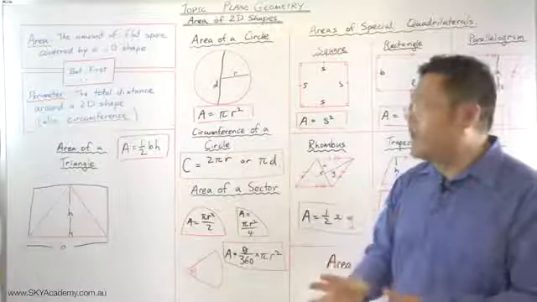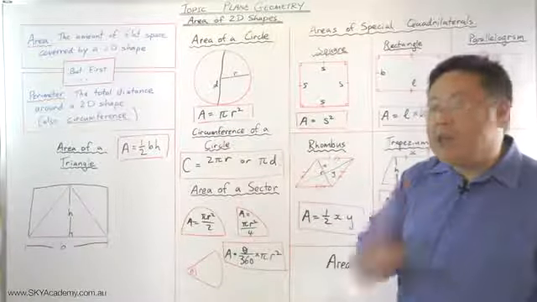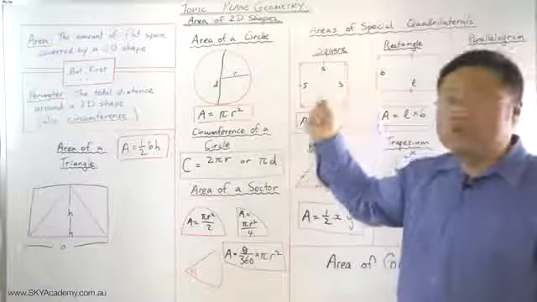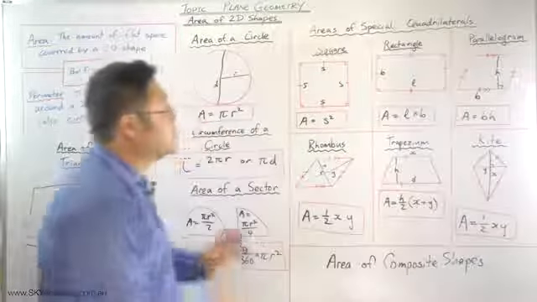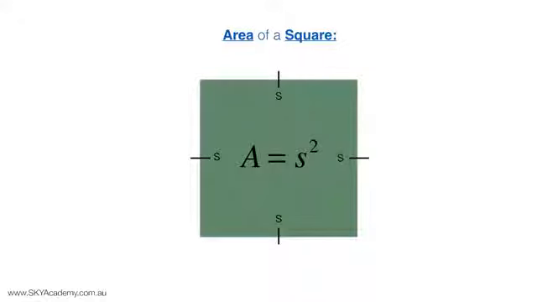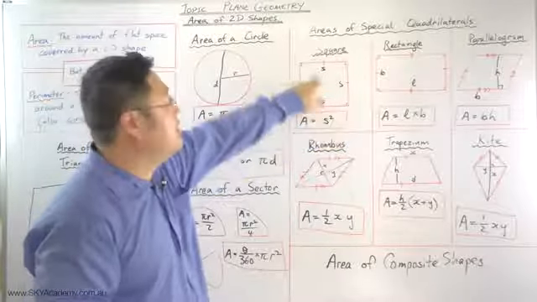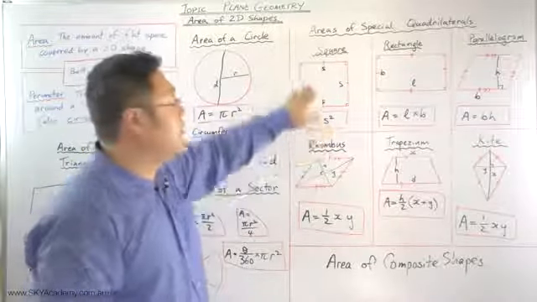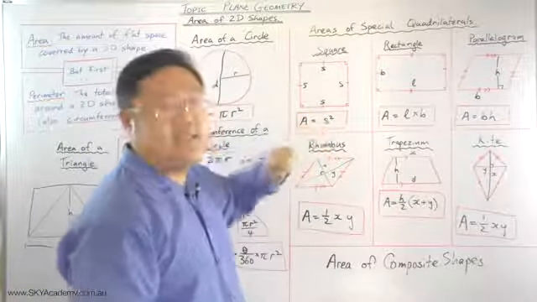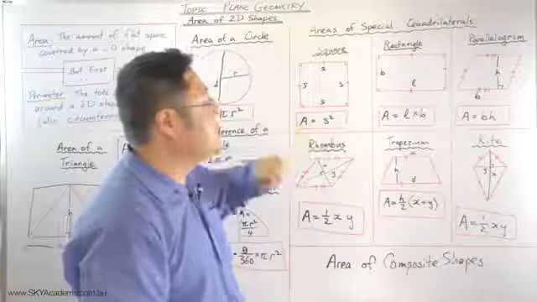Okay, so let's have a look at the area of some common shapes, and we'll start with some easy quadrilaterals first. The first one is a square. The area of a square is s squared, where each side is s units long. So the area of a square is s squared, where s stands for the side.